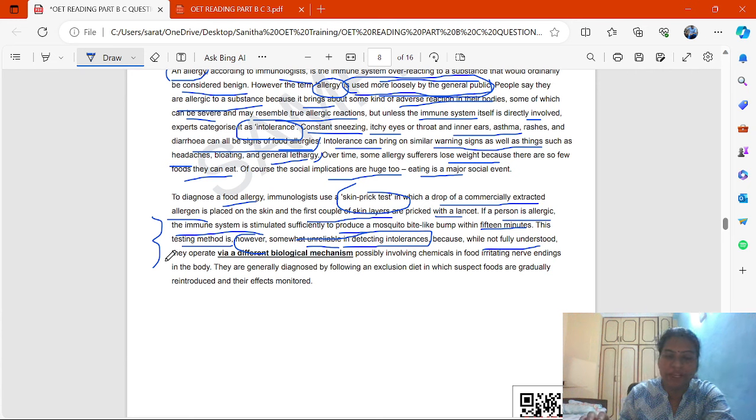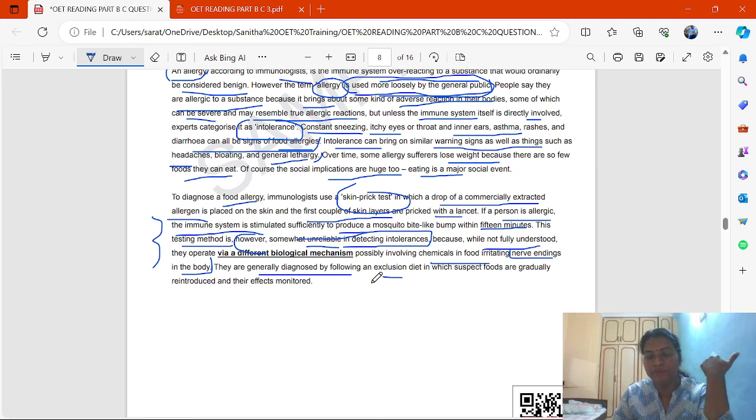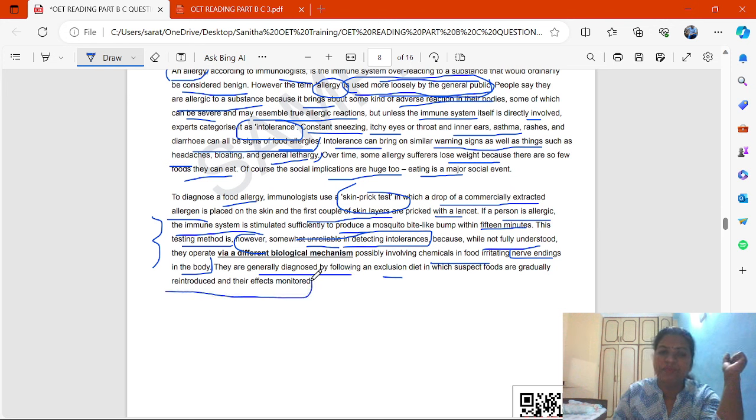They operate, meaning the food intolerance, via a different biological mechanism, possibly involving chemicals in food irritating nerve endings in the body. They are generally diagnosed by following an exclusion diet. How can we diagnose food intolerance? They are generally diagnosed by following an exclusion diet in which suspect foods are gradually reintroduced and their effects monitored. This is the way we can diagnose food intolerance.